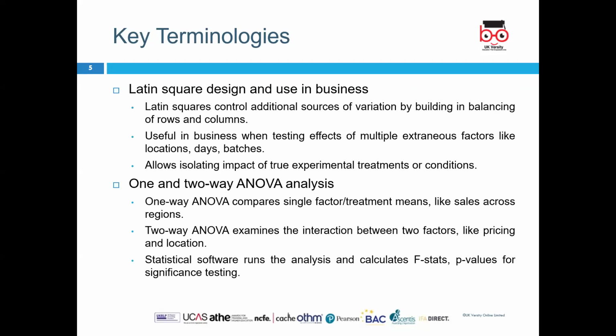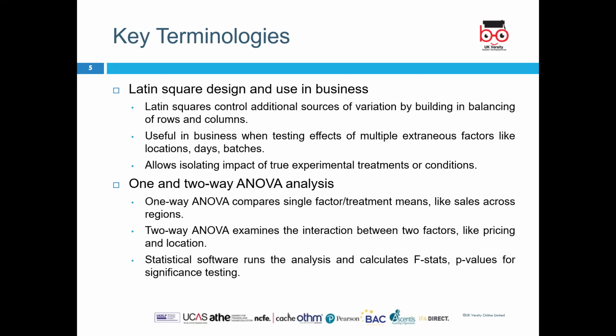Then Latin square design and use in business. This also we will cover in today's session. Latin squares control additional sources of variation by building in balancing of rows and columns. It is useful in business when the effects of multiple extraneous factors like locations, days, and batches are considered. And it also allows isolating the impact of true experimental treatments or conditions.